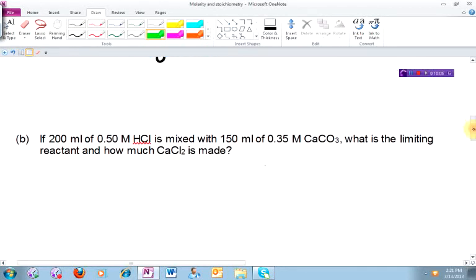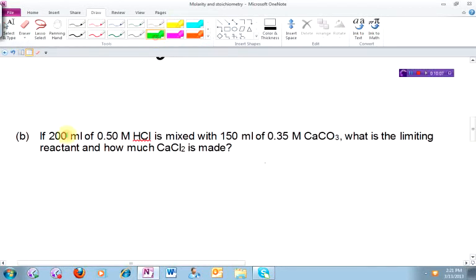So I'm just going to keep my colors the same here. So green. So we've got a little bit of information about hydrochloric acid. We're trying to figure out how much calcium chloride we have, and we have a little bit of information about the calcium carbonate. So if you remember from our stoich unit, when you're figuring out which is the limiting reactant, you need to figure out how much calcium chloride is made from this reactant, how much calcium chloride is made from this reactant. So you need to figure it out for both. So it's a little bit of work.